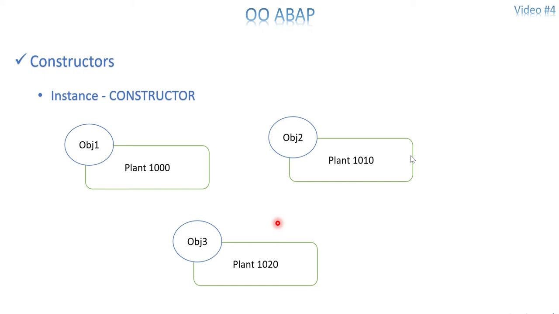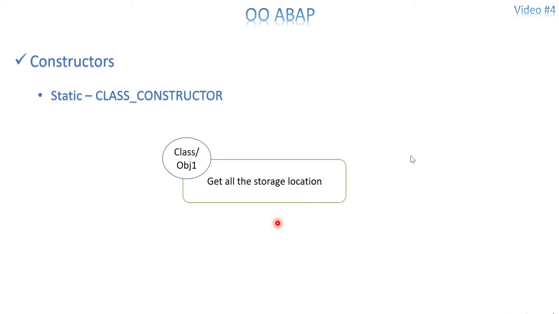A static constructor doesn't have any import parameter, so it's just wide open. It's going to get the data for all the storage locations. So that is the idea. Suppose for the development, I want the entire storage location, all the material types, or all the order types. Otherwise I have some TVARVC variable, or some master table data to be loaded from a custom table, whatever it is. So I need to get everything and keep it ready before accessing the class.